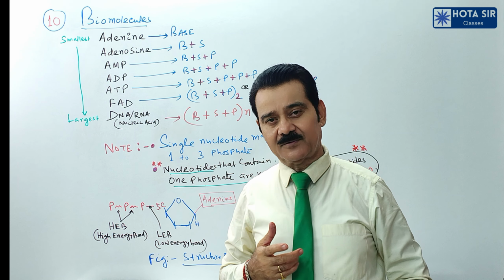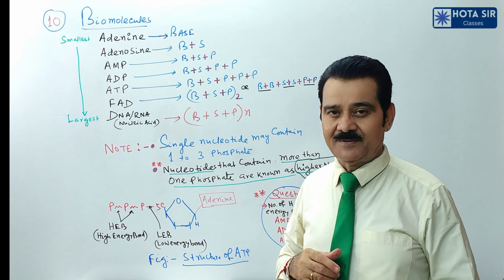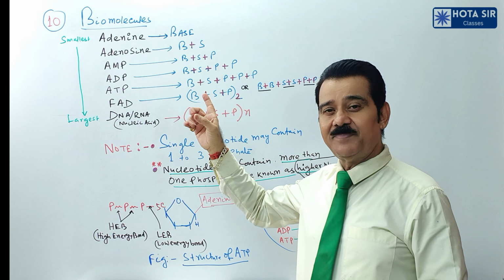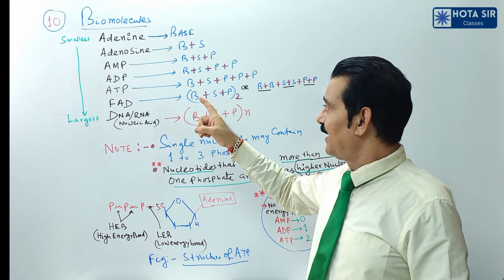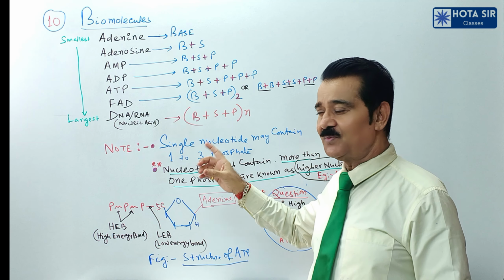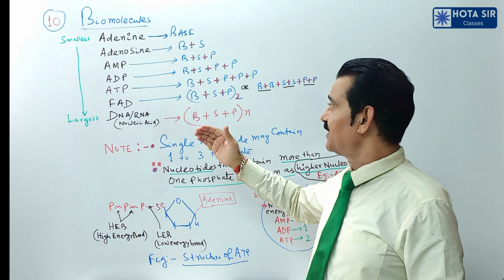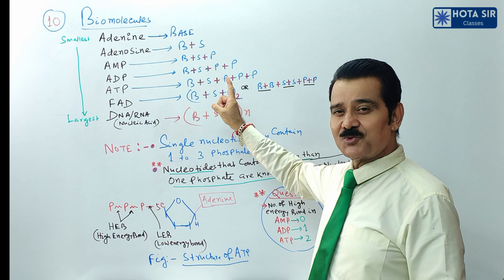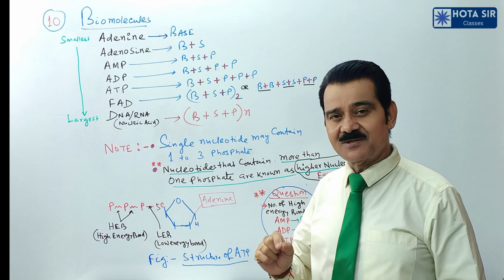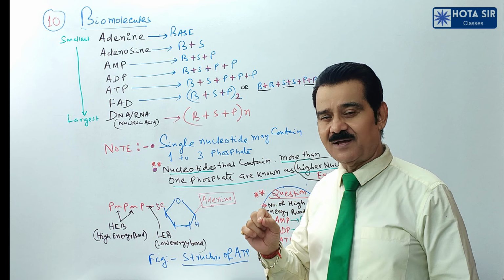Now children, biomolecules related to nucleic acid. Now have a look towards the board, my dear children. Adenine is a base, a nitrogenous base. Adenosine is base plus sugar, that is adenine plus sugar. Similarly, AMP, adenosine monophosphate, means base plus sugar plus phosphate. Now ADP, base plus sugar plus 2-phosphate, adenosine diphosphate.